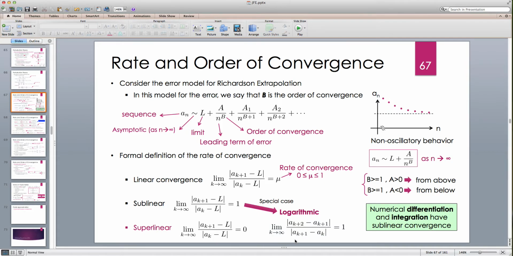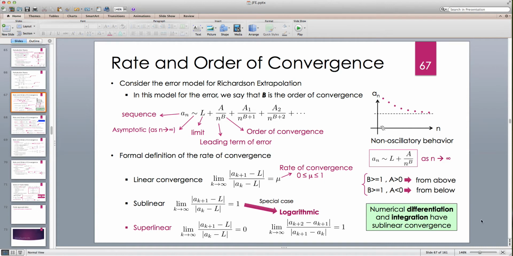Okay, so linear, sublinear, superlinear. And unfortunately, when we talk about calculus or numerical analysis, numerical differentiation and integration have sublinear convergence, and this is a problem because most of the time, using these numerical tools on sequences and series, we want to solve differential equations. And in order to do that, we have to do either numerical differentiation or numerical integration. And a sublinear convergence is a pretty slow convergence, so we have to increase n, or increase the number of steps that we take.